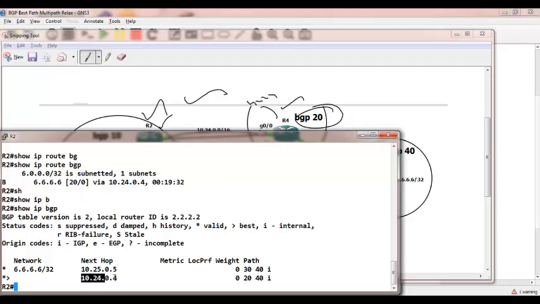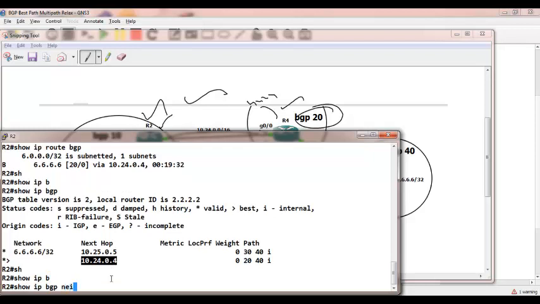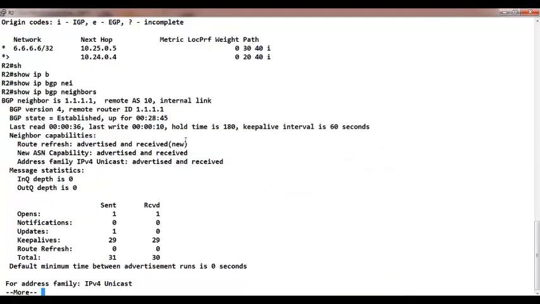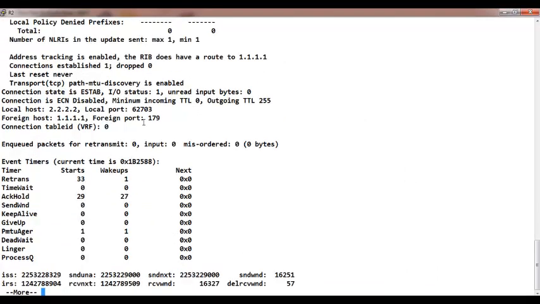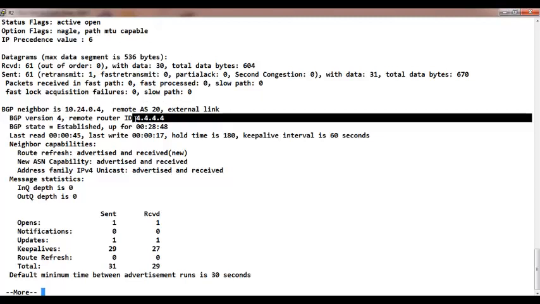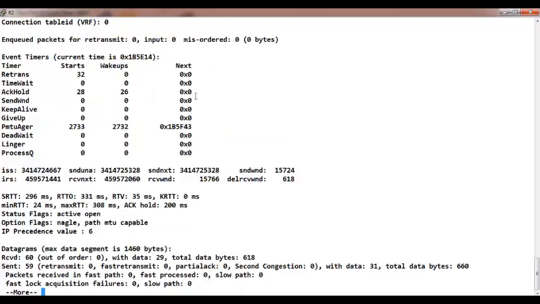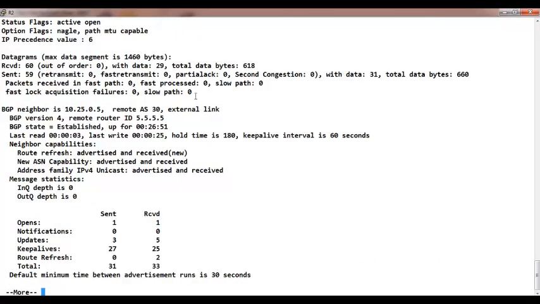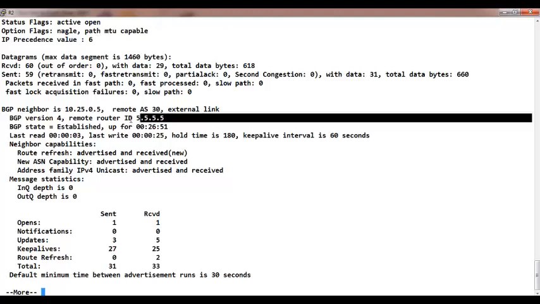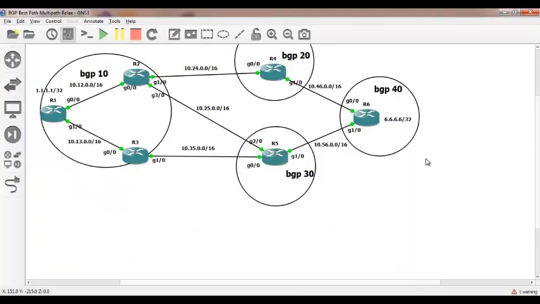Where is the router ID seen? Let me show you. Show IP BGP neighbor. For 10.2.4.4, you see, the router ID is 4.4.4.4. For the next router, for 10.2.5.5, it is 5.5.5.5. That's the loopback interface address we have in router 4 and 5, which is automatically taken as the router ID.